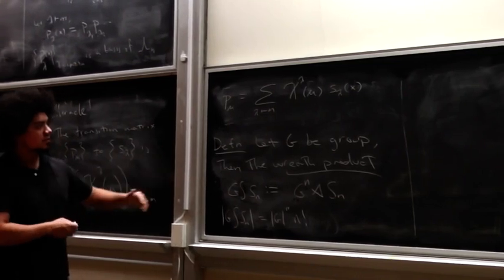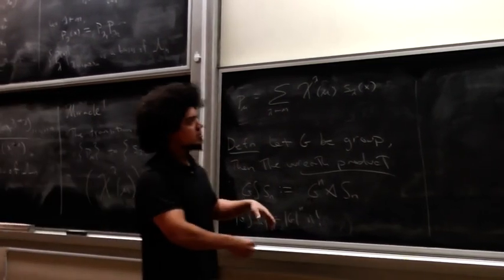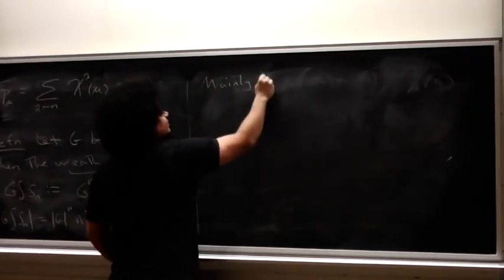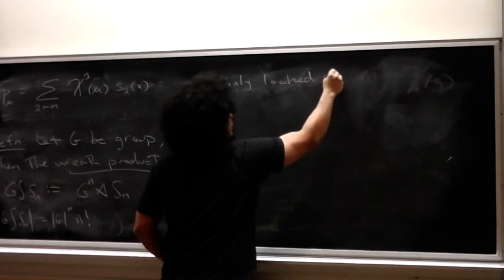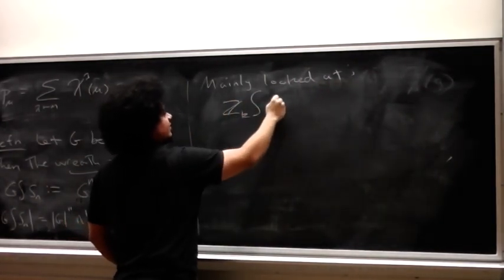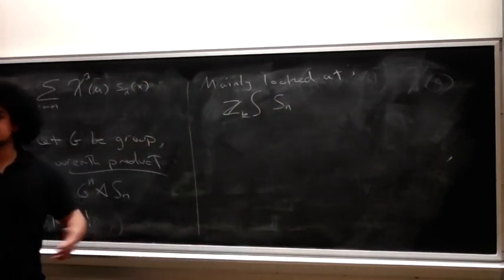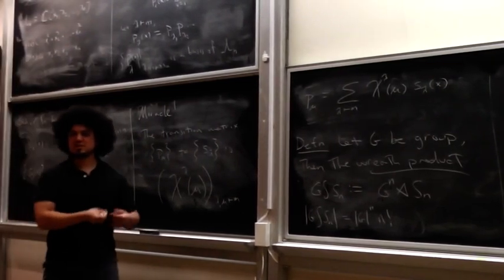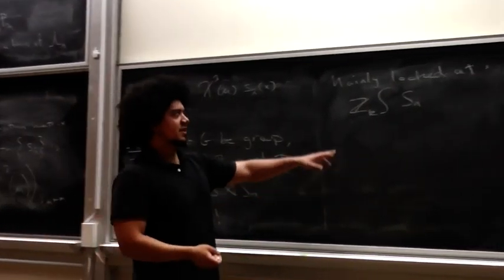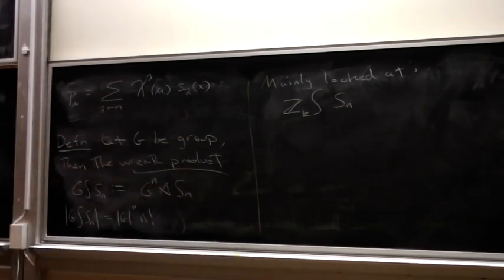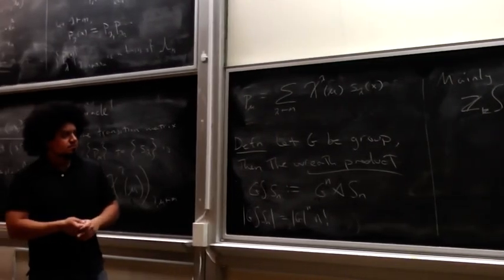Specifically, I dealt mainly with the wreath products of this type, so Z mod k wreath Sn. The reason is Z mod k is a cyclic group, so its representation theory is determined by a kth root of unity. So I know the representation theory of this thing. It's not exotic. That's one reason.